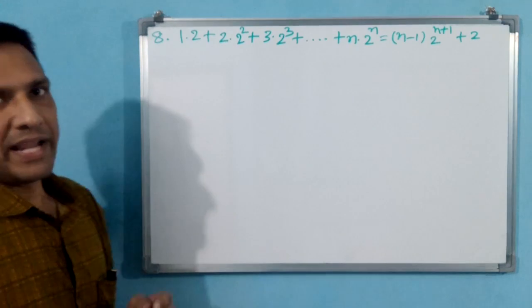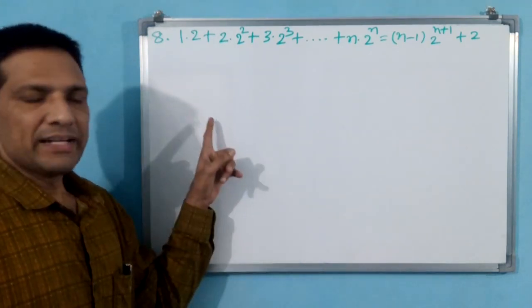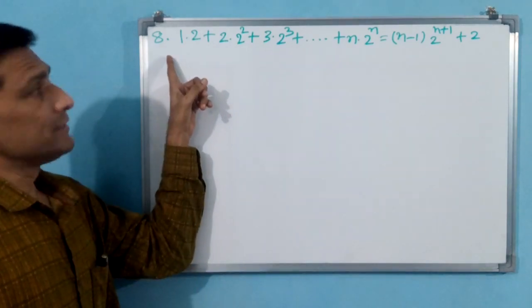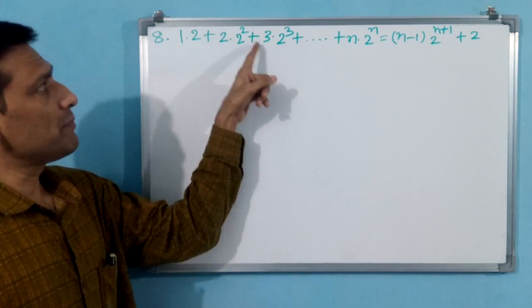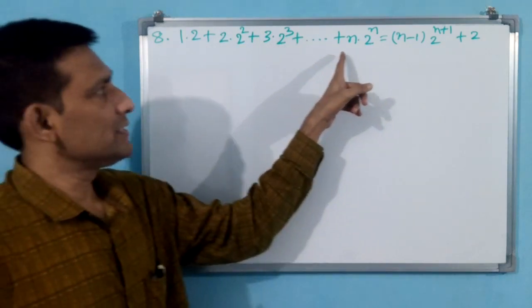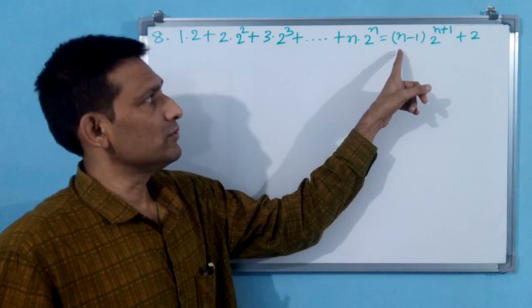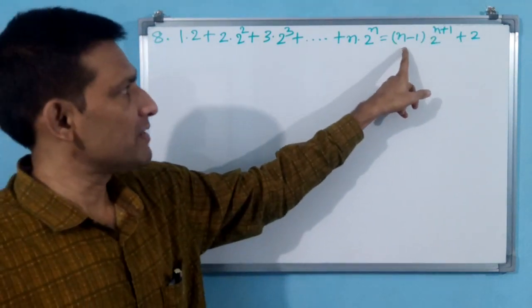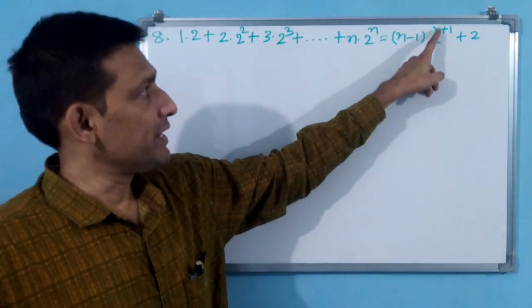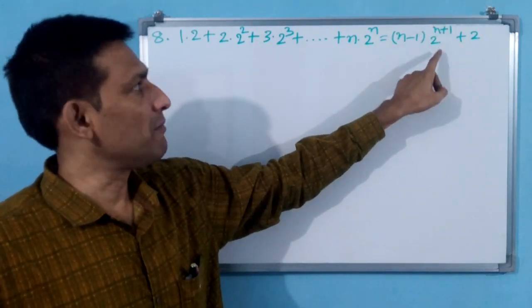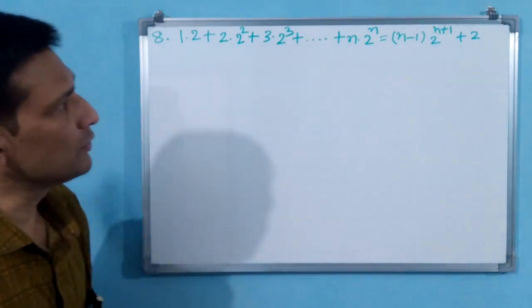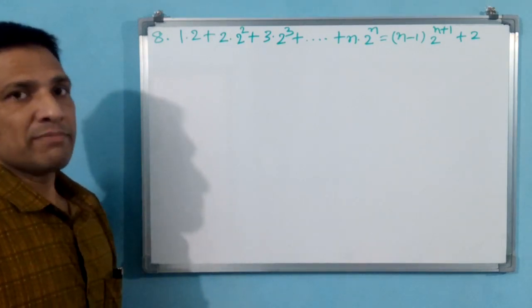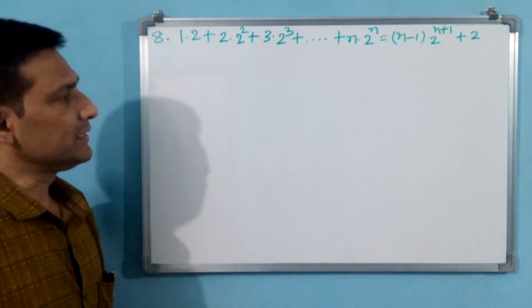See the question number 8. Small n belongs to capital N, they have already given. First step is completed. You see 8. 1 into 2 plus 2 into 2 square plus 3 into 2 cube plus dash dash dash n into 2 power n is equal to n minus 1 into 2 power n plus 1 plus 2. Careful, if you see n minus 1 is at base level, but n plus 1 is at power level, 2 power. That should be taken very carefully. Now see, we have to prove this by principle of mathematical induction.